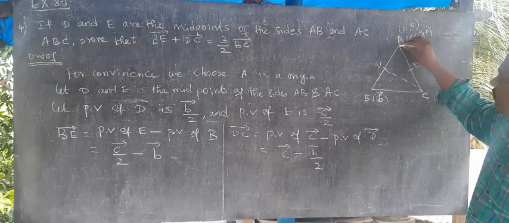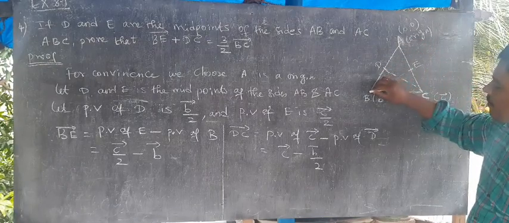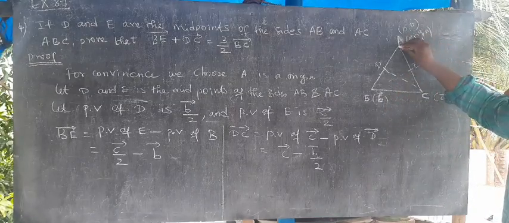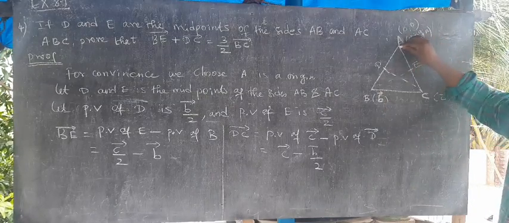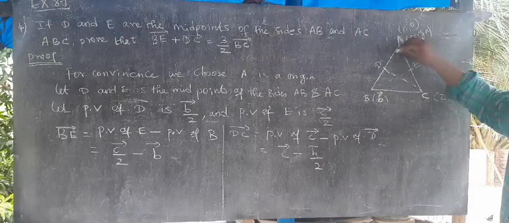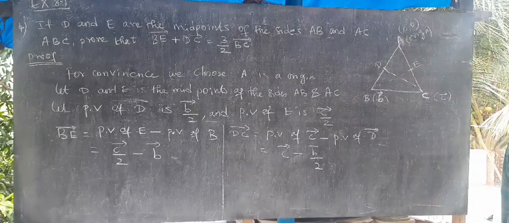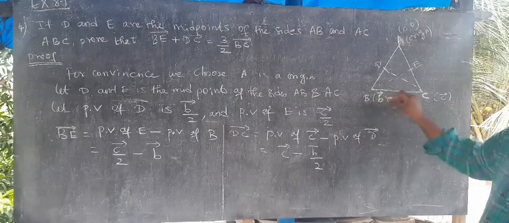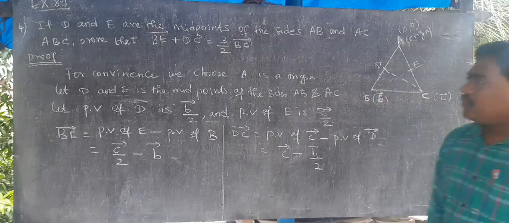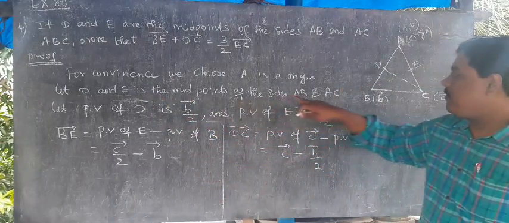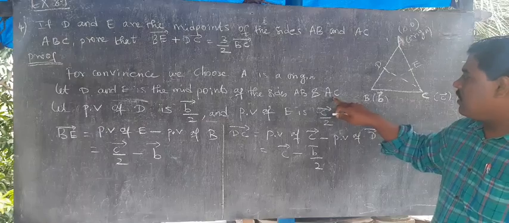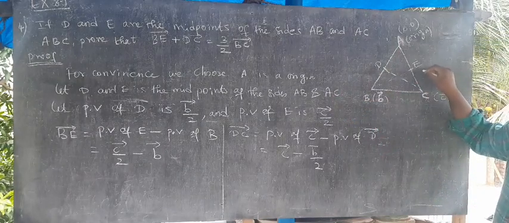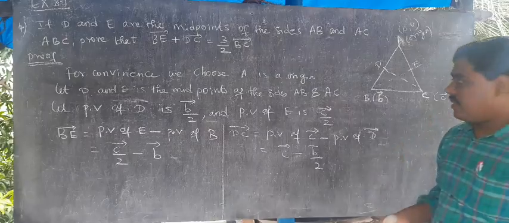So A is origin. From the origin, one vector we are having, that is called the position vector. We consider the origin, from the origin B vector is there, from the origin C vector is there. So D, midpoint also, from the origin only. So these are all position vectors. D and E are midpoints of sides AB and AC, means midpoint of AB is D vector, AC is E vector. Right.